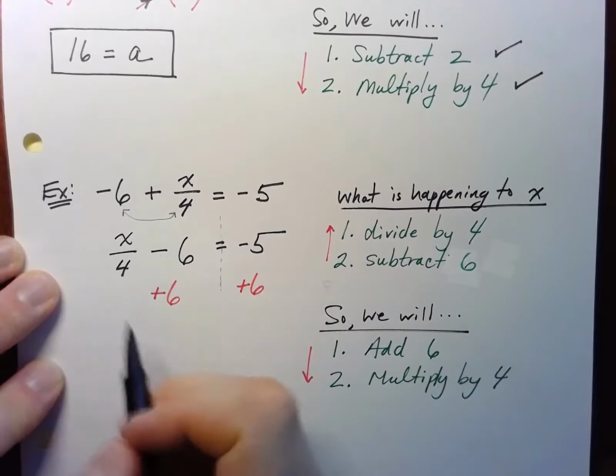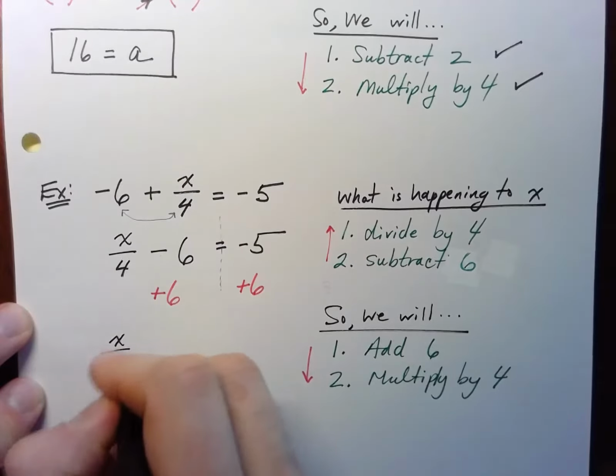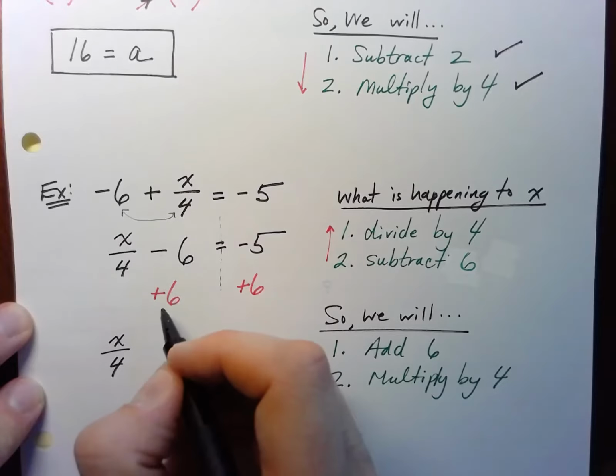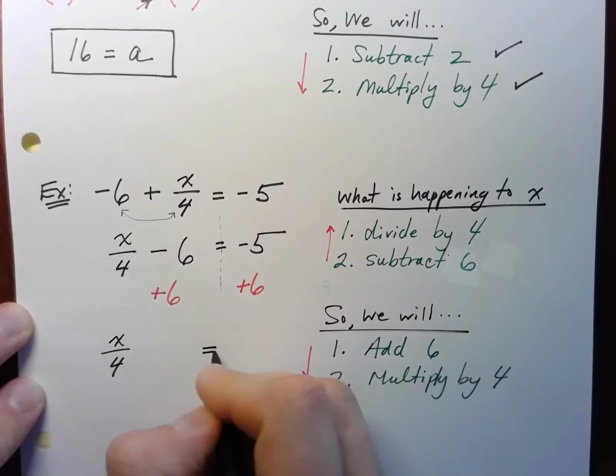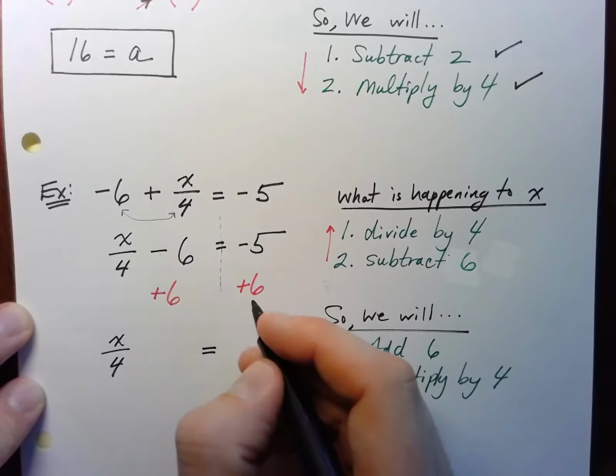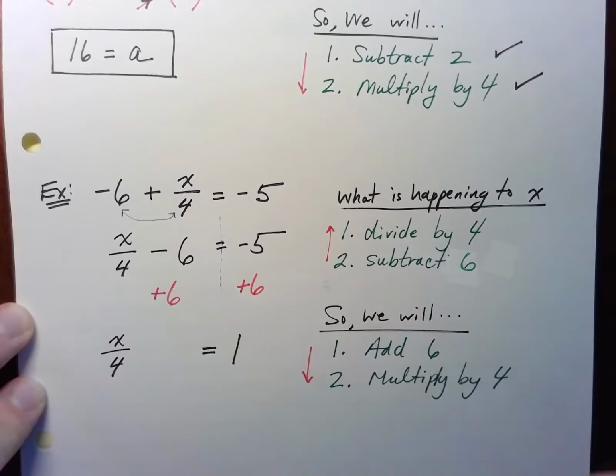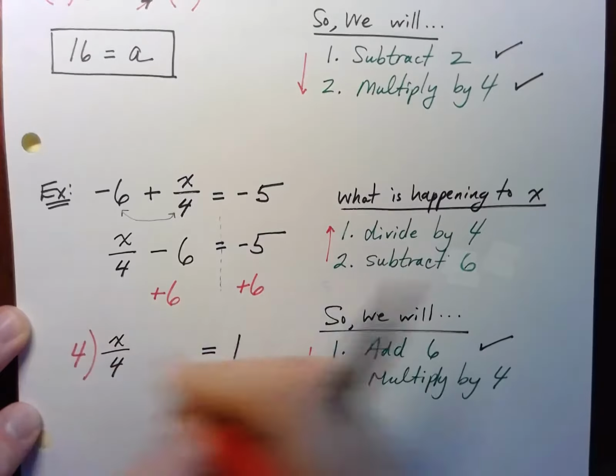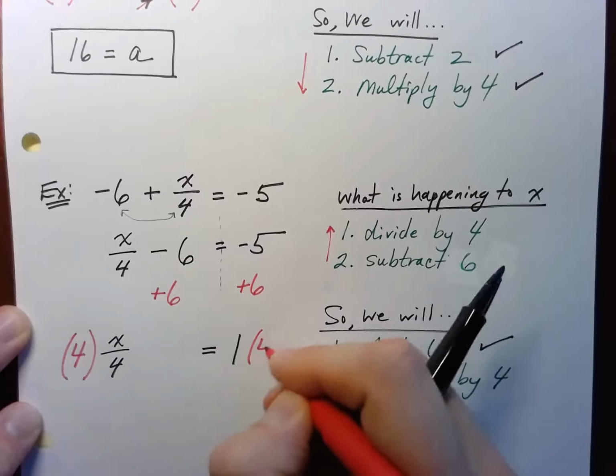And when I balance the equation, the x over 4 is not changing. The negative 6 plus 6 goes away. And then negative 5 plus 6 is a positive 1. So I've done that. Now I need to multiply by 4, and again I'm doing this on both sides of the equation, so I'm going to multiply there, and I'm going to multiply there.